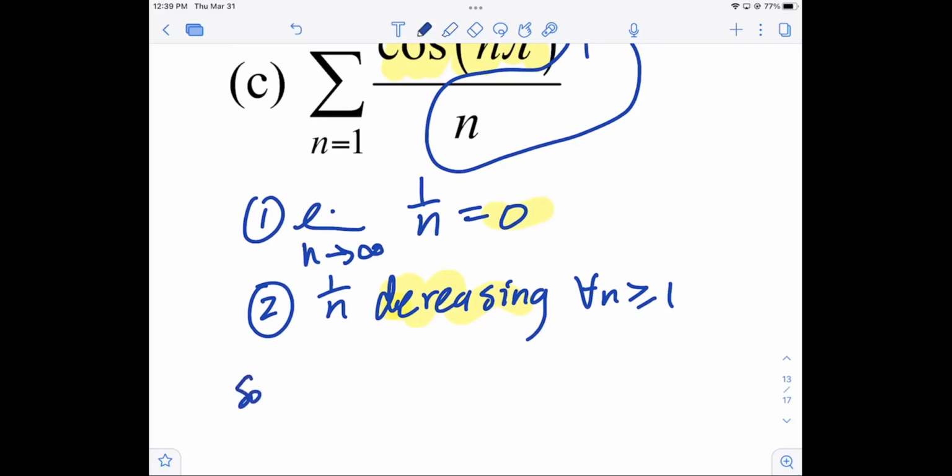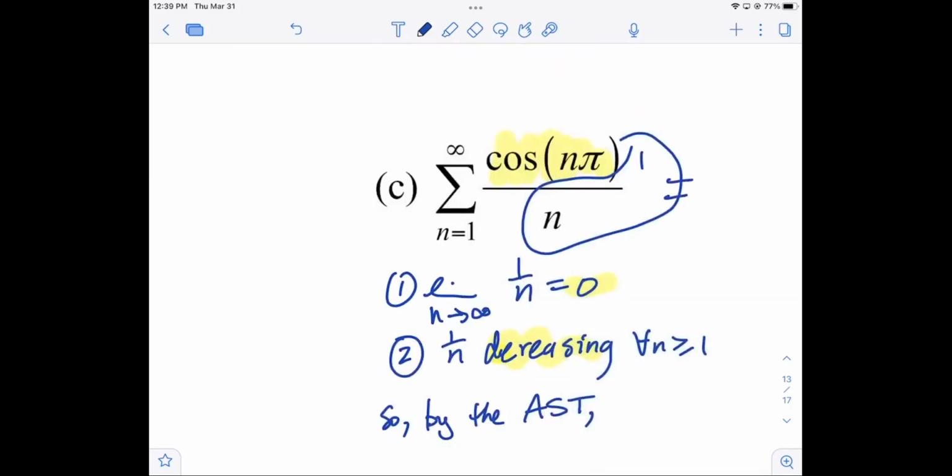Yes. So by the alternating series test, which I'm going to abbreviate today as AST, let's come back up here and call this, let's call it B for bend delay. So by the alternating series test, B converges.